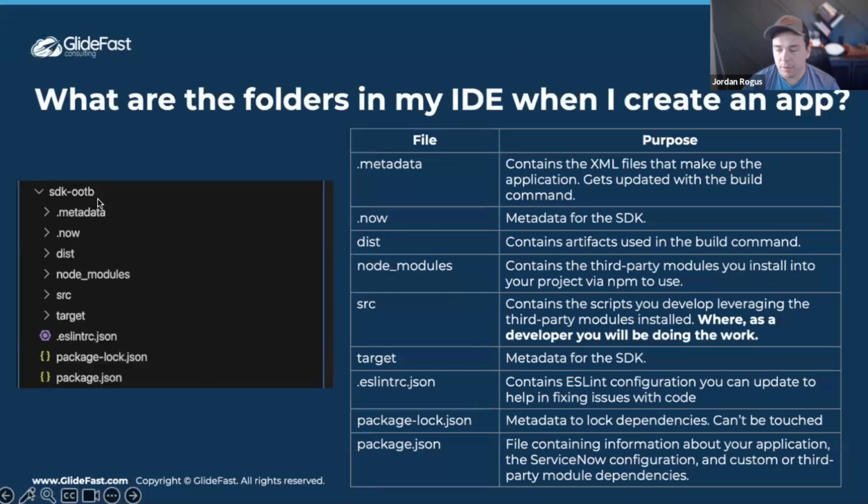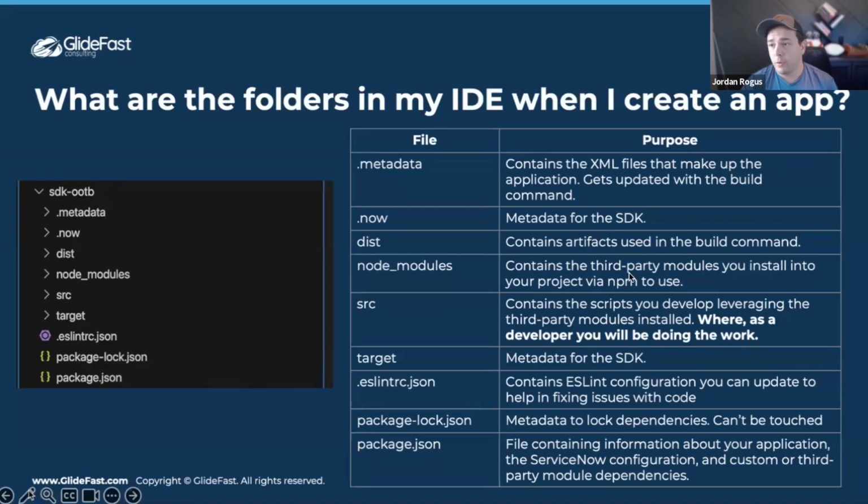But your metadata, this is where all of your XML files live. So if you've ever pushed to GitHub and seen in GitHub all of your XML files and such, that's pretty much your metadata in the structure. .now is just metadata for the SDK from ServiceNow. You're not going to be touching that. Same with dist. Really, you're not going to be touching that. But these, again, are artifacts ServiceNow has to do the backend work to sync everything.